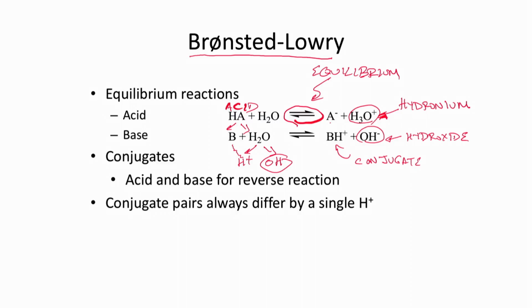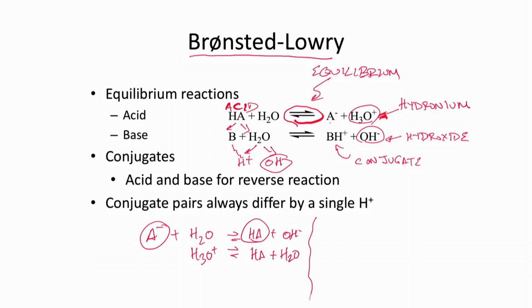In other words, if I look at this A minus, and I were to react it with water, or react it with H3O plus, in this case, it would gain a proton and make HA plus OH minus, or in this case, make HA plus H2O. And so the point is that the A minus and the HA are conjugate pairs. They always differ from each other by a single H plus ion.